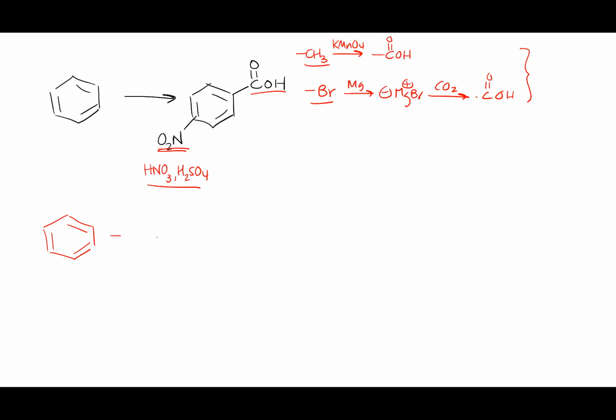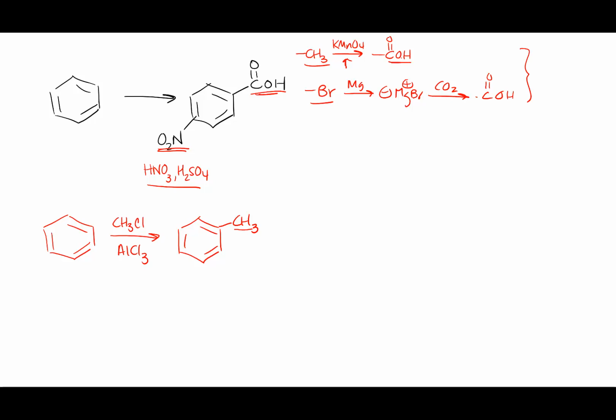So you could say, you know what? I'm going to add the methyl group first. How do I do that? Methyl chloride, aluminum trichloride. That'll put the methyl group on. And in all these synthesis problems, I like to put the group where it's going to be in the final product. So I know that I'm going to take that methyl group and treat it with KMnO4 to give me the carboxylic acid.